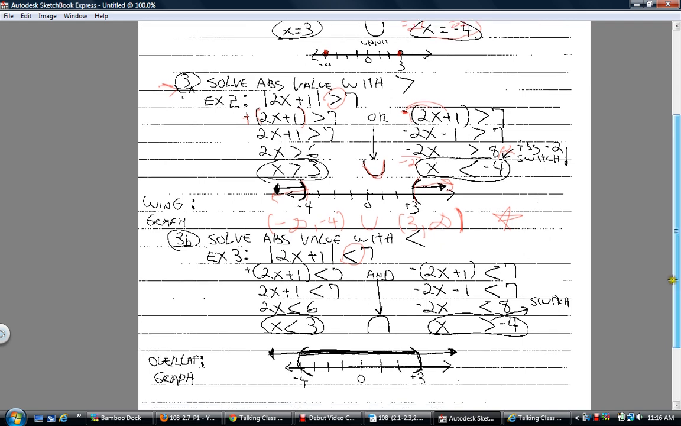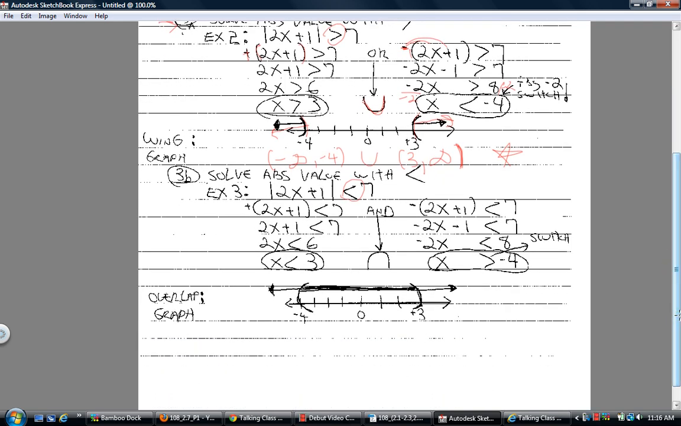Okay, so here's our case number 3b. Same problem, except now it's the less than symbol. So you're going to put the word AND, and you're going to remember it's the arch, or the intersection. Think of the overlap. Now we solve both cases. Here's the positive case. Here's the negative. Let's do the negative distributive. Negative 2x minus 1 less than 7. Add 1 to both sides. Divide by negative 2. Don't forget to do what? Switch the inequality sign, and now x is greater than negative 4. Intersect it with the positive case, which you can solve fairly straightforwardly: x is less than 3.